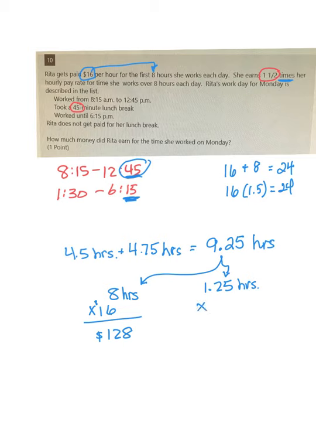So she has an hour and a quarter of overtime, and that's at $24 per hour. Notice she does not make $24 an hour for the entire shift. She only makes $24 an hour for any time after her first 8 hours. So 1.25 times $24 is $30. So to figure out how much money she earned, you just add these together. And 128 plus 30 is $158. Not bad for a Monday.